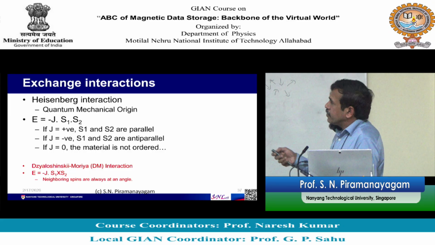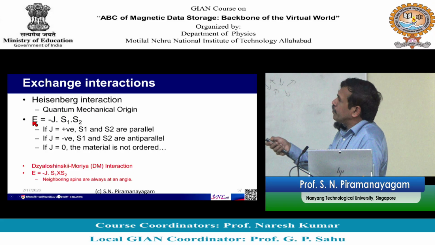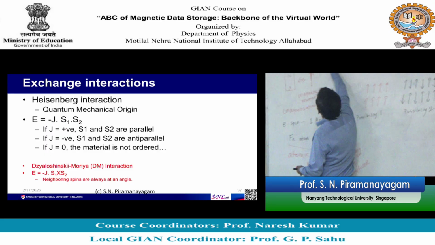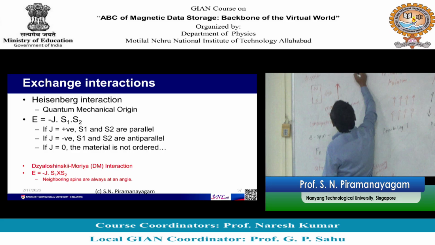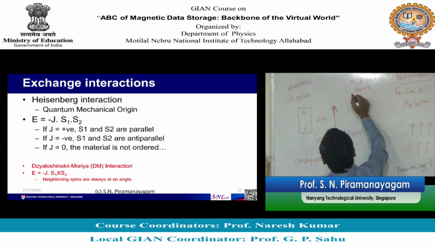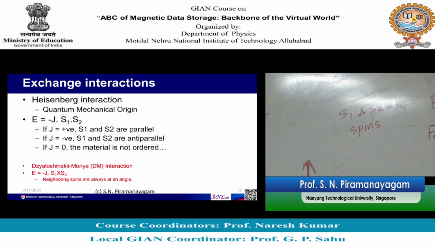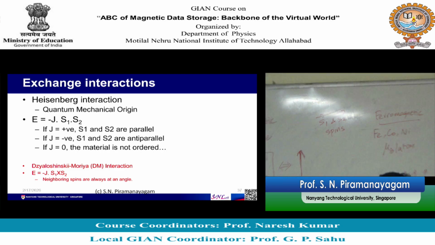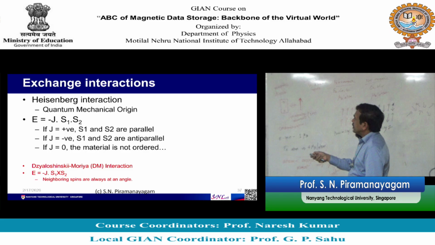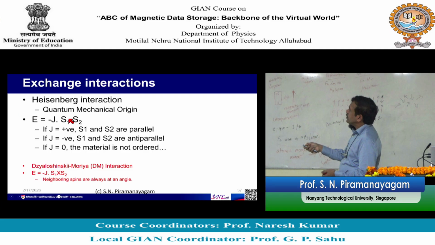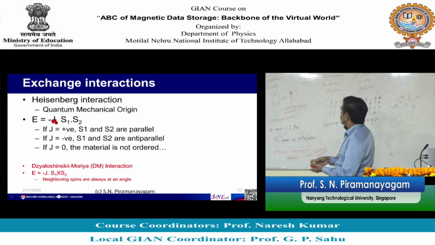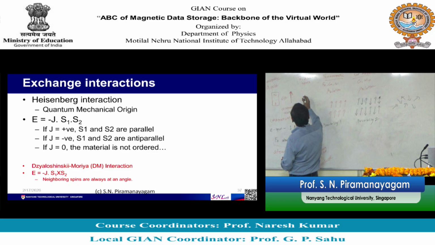Okay. So, Heisenberg came up with this formulation that energy of the two spins, for example, if S1 and S2 represent two spins. Okay, so, these are vectors. Okay, so, the energy of the two spins next to each other is given by this formula, where J is called the Heisenberg exchange integral.